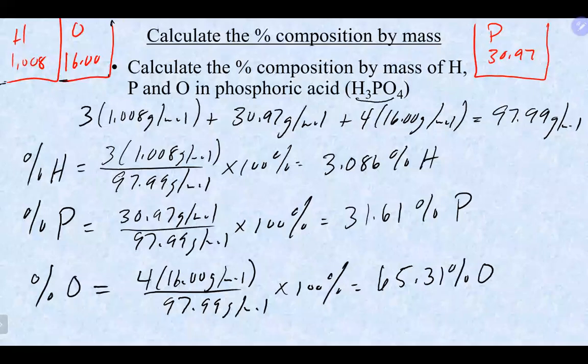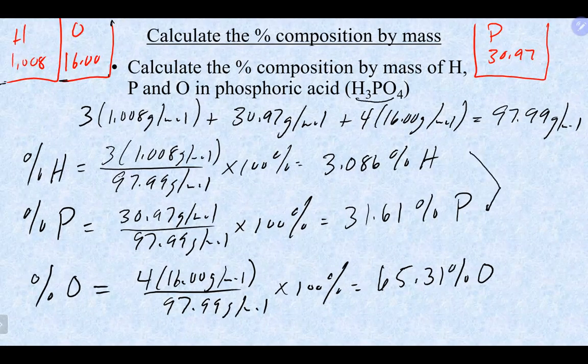Also, like we talked about before, you could have done the first two, added them together, and then subtracted from 100 to get the last one. Again, that's another way you could have done it. Any questions on percent composition by mass?